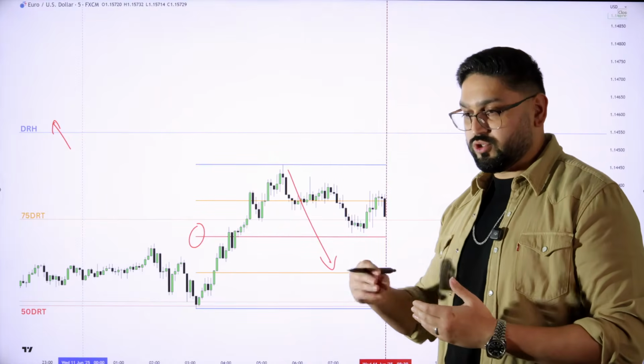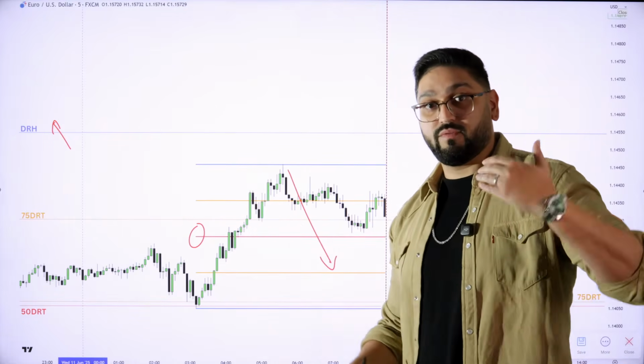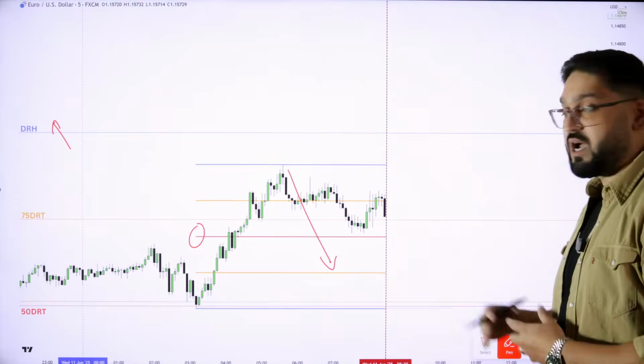With CPI, it's usually just sort of one shot and it runs off, and it's generally going to run in the direction of the higher time frame draw, right? So how can we trade this?